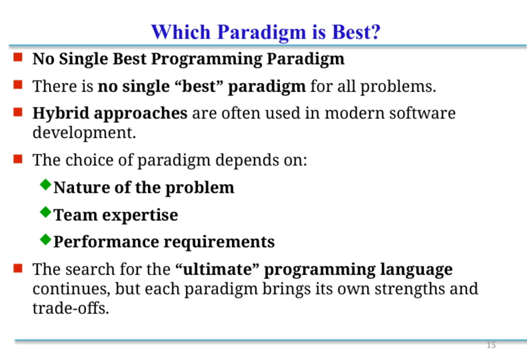The choice of which paradigm to use really depends on several factors. First, the nature of the problem itself. Some problems are better suited to object-oriented methods, while others might benefit from functional programming. Second, the expertise of the team matters. What languages and paradigms they are comfortable with can influence the decision. And third, performance requirements. Certain paradigms can offer advantages in speed or resource management.